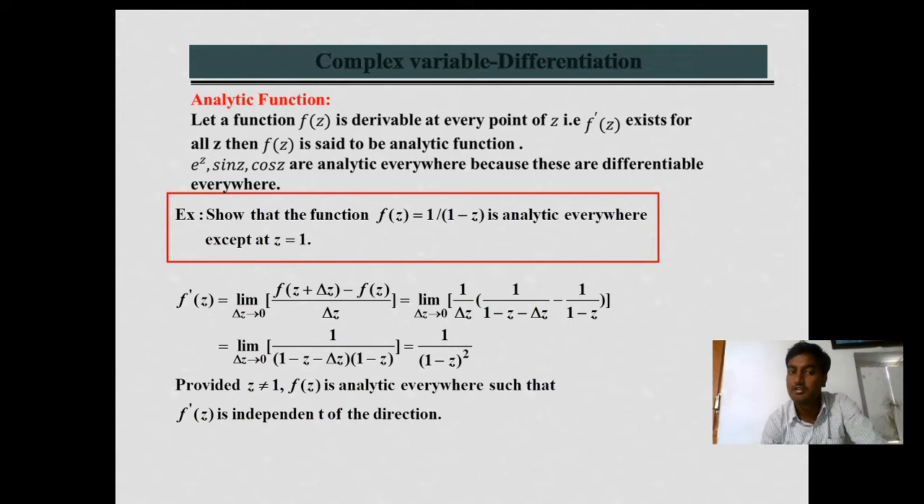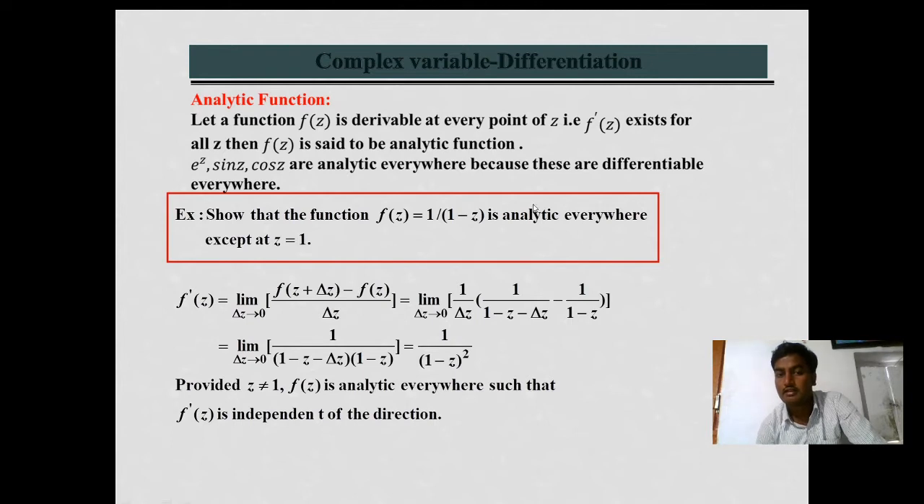So when z equal to 0 it is not defined, so it is not differentiable. Not differentiable means it is not analytic, right? Through the definition also we can check. See, f of z equal to 1 by 1 minus z. When z equal to 1, it is 1 by 0. That means it is undefined, not defined. Not defined means not differentiable. Not differentiable means not analytic.